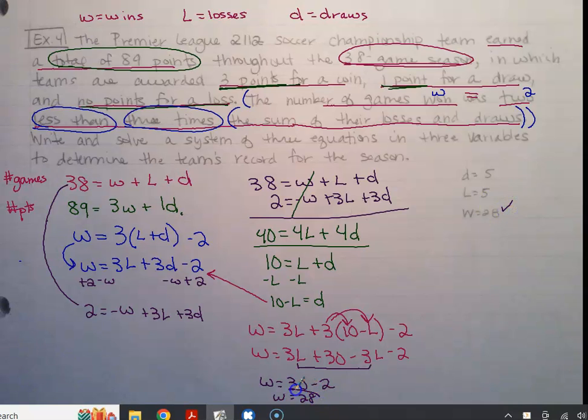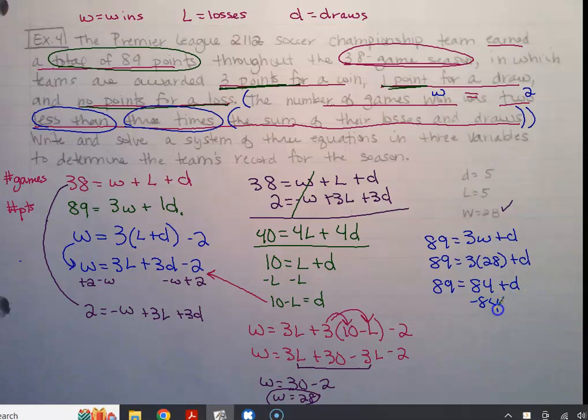Then we can plug W into the second equation, the 89 equation. So 89 equals 3W plus D. We plug our W of 28 in, so 89 equals 3 times 28 plus D. What is 3 times 28? 84. Plus D, we subtract. So 5 equals D.